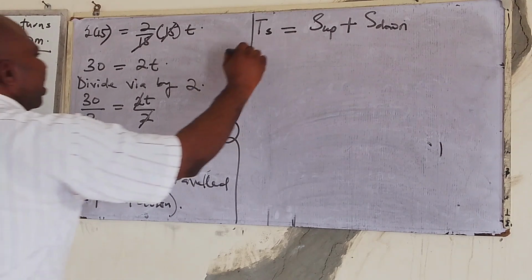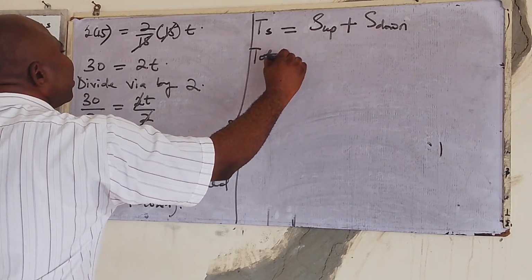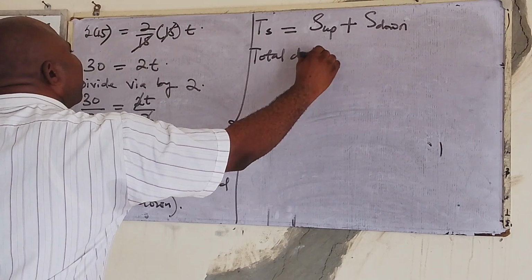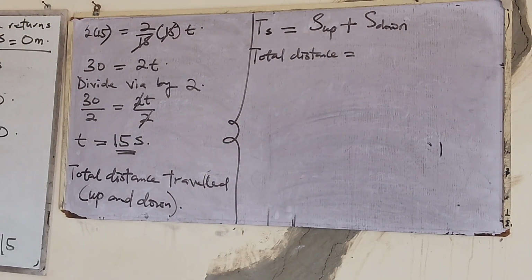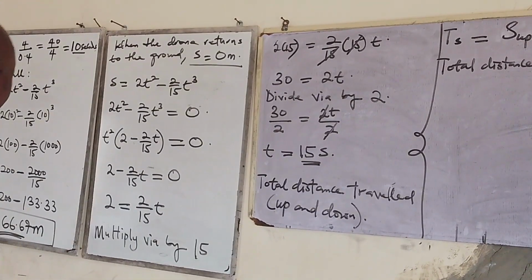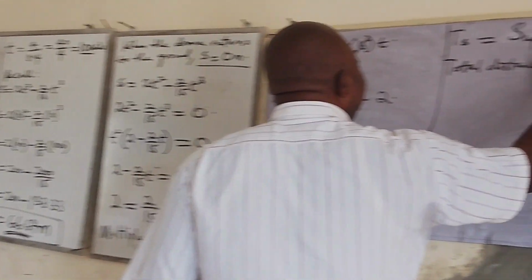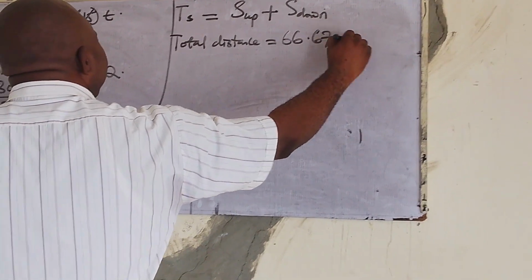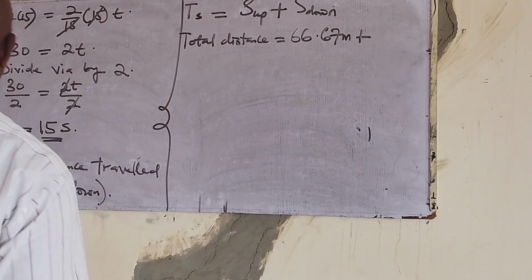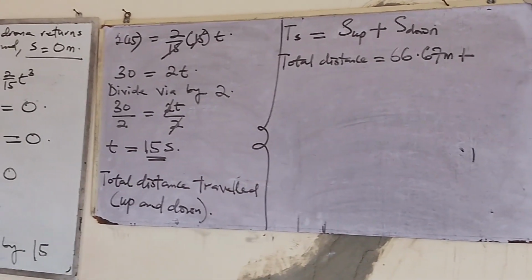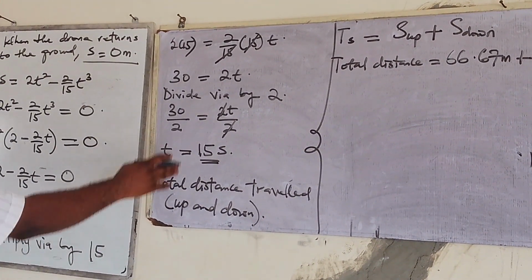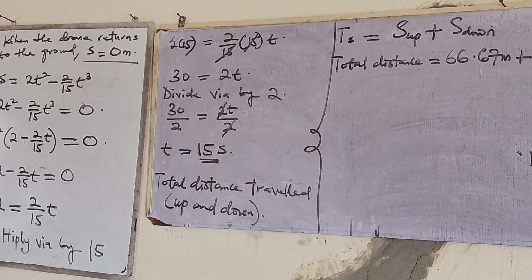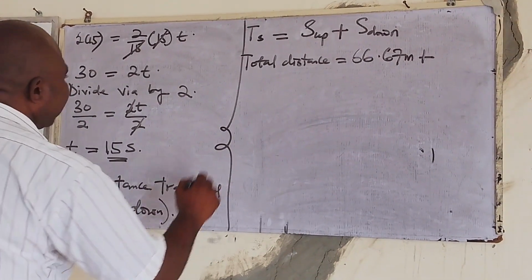So the total distance will be equal to S up plus S down. Now let's get the value of our S up. We have it here, 66.67 meters, plus S down. Now remember the total time it takes to return to the ground is 15 seconds.